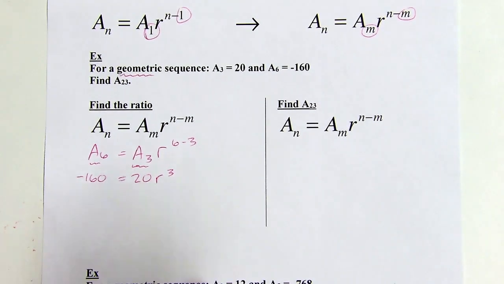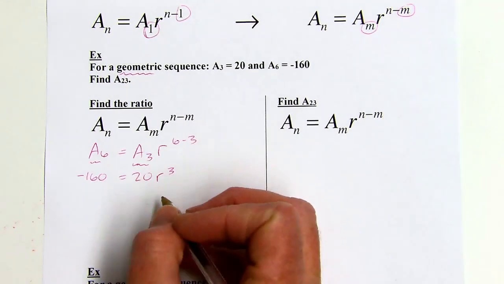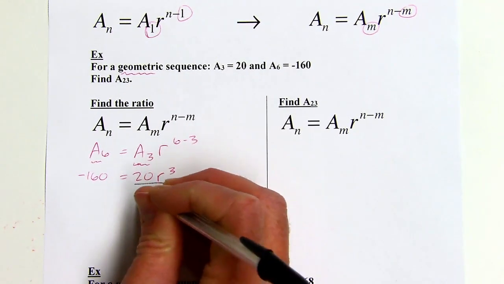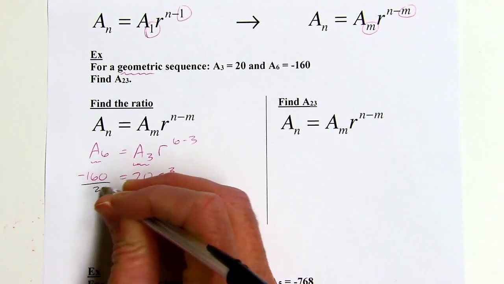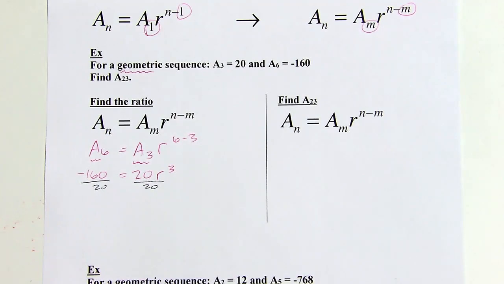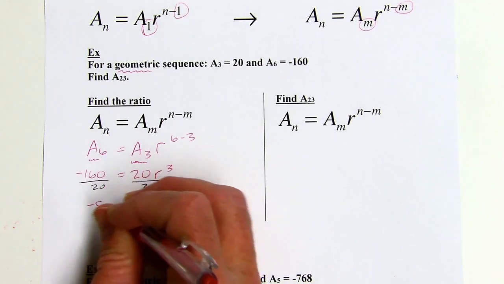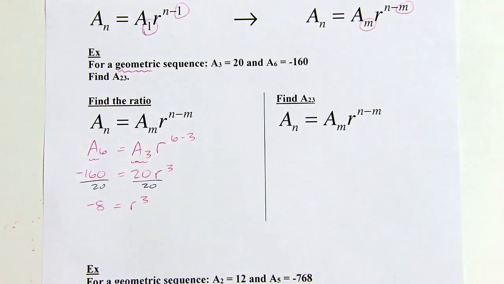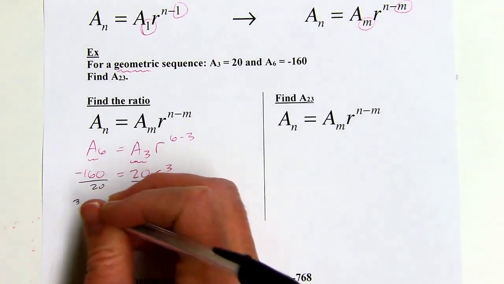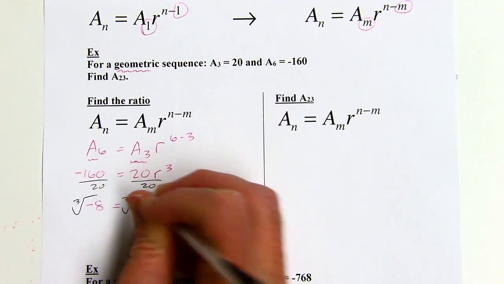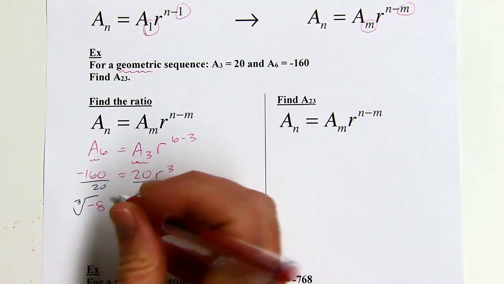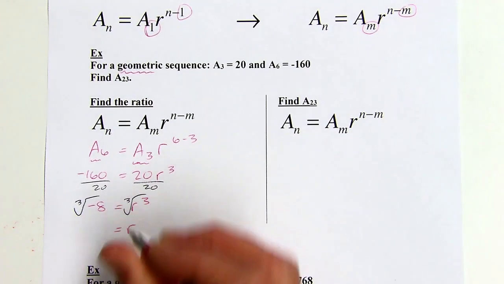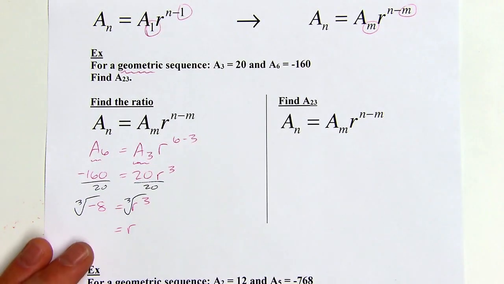Okay, so next, I am going to take the cube root at some point, but before I do that, I'm going to divide by 20. Okay, and this will give me negative 8 over here equals r to the third. Now I'm going to take the cube root of both sides. Okay, so on the right side, that's just going to give me r. On the left, I'm going to take the cube root of negative 8.